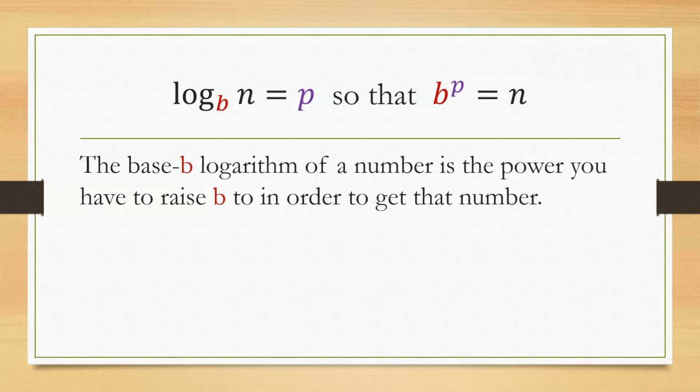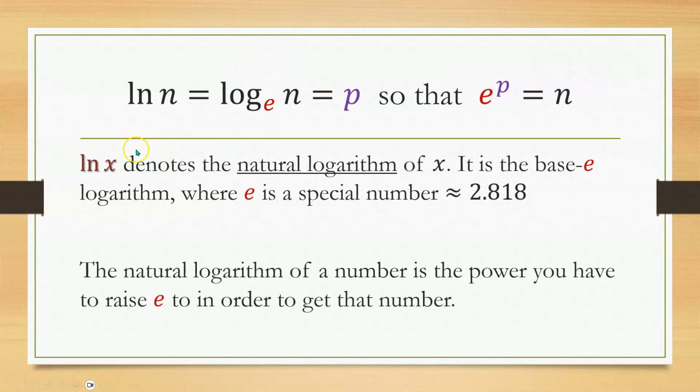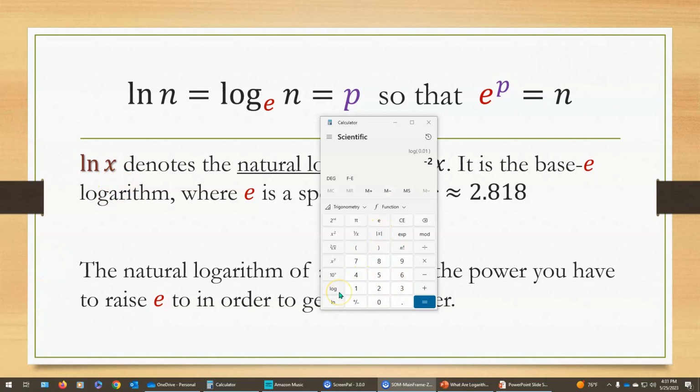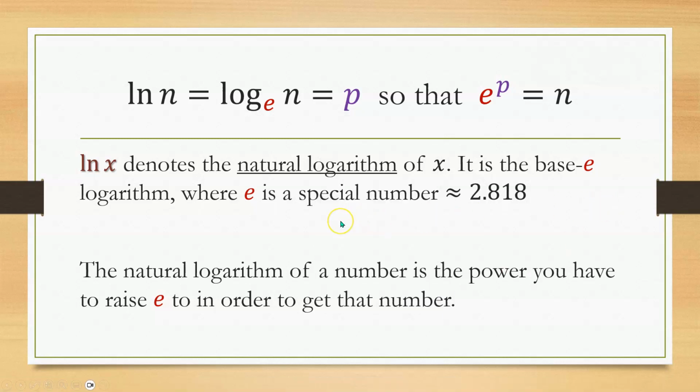There's one other special kind of logarithm, special base that's used. If you see ln of x, and if your calculator has a button labeled log, it probably also has a nearby button labeled ln. That is a lowercase l, not an uppercase I. So ln refers to what's called the natural logarithm. And that is the base e logarithm, where e is a special number, and I can't tell you exactly what it is because the digits go on forever after the decimal point, but it's approximately 2.818.